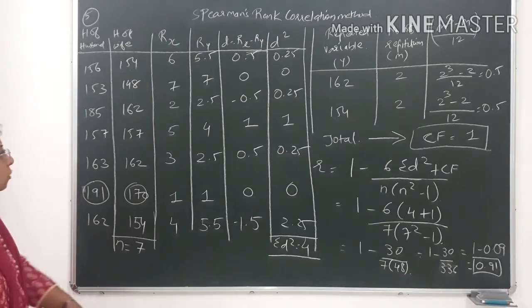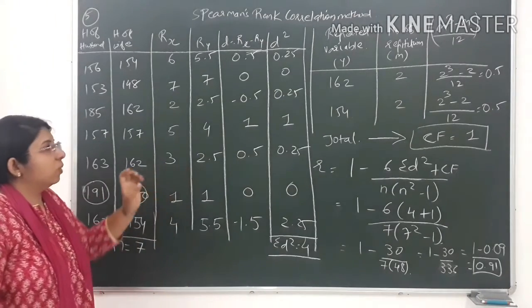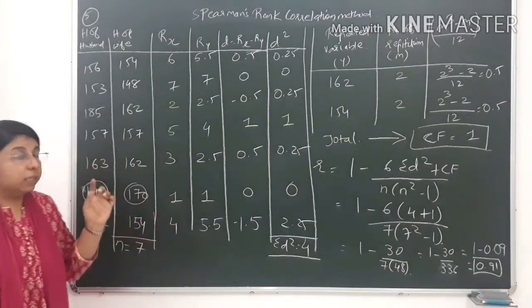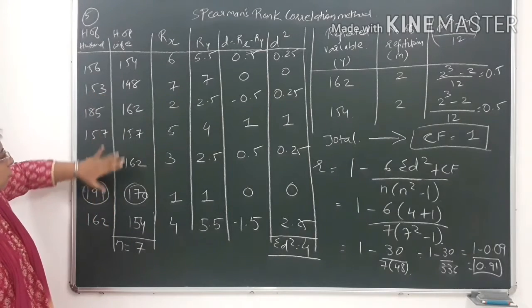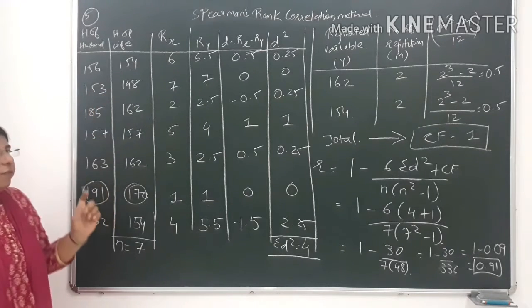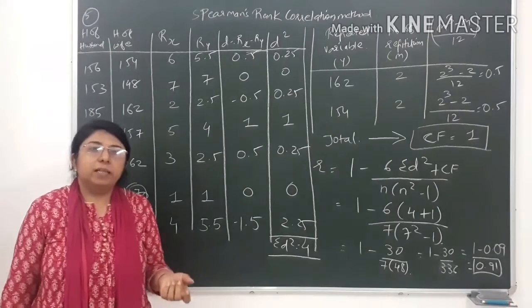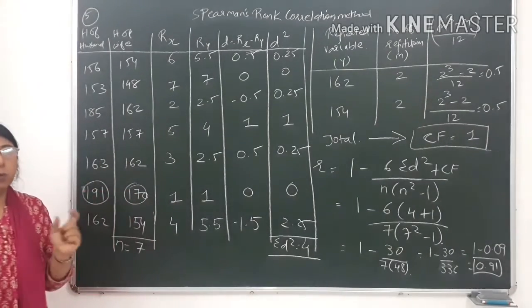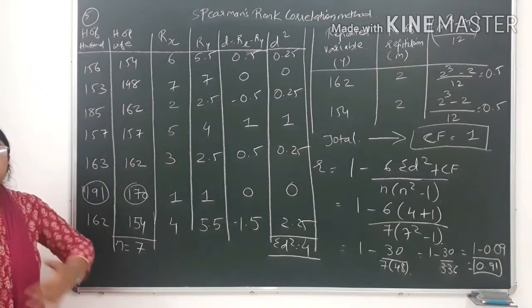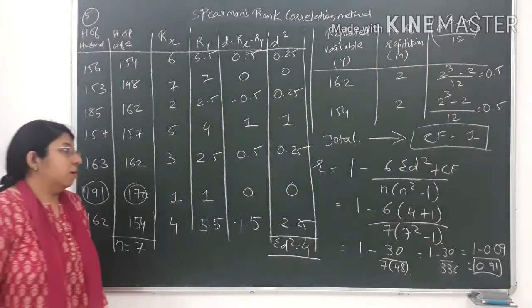So I hope you all have understood how to find the average when the data of 2 different persons are the same. Then you have to find the average by dividing by the number of observations, and we have to skip 1 rank and start with the next consecutive rank.